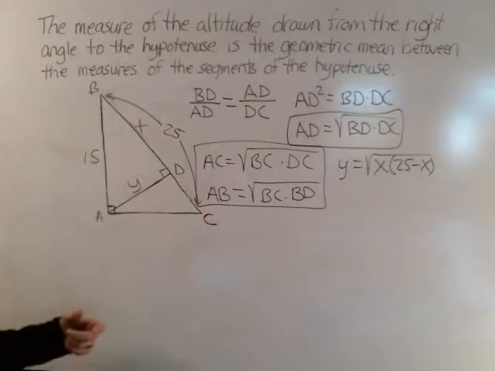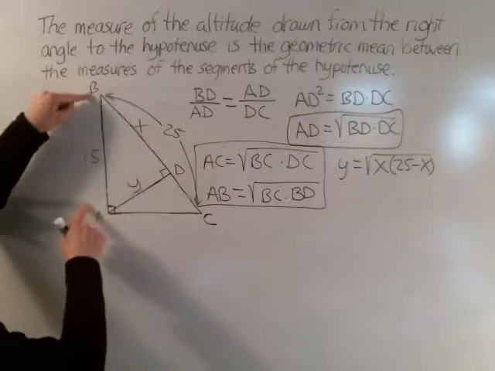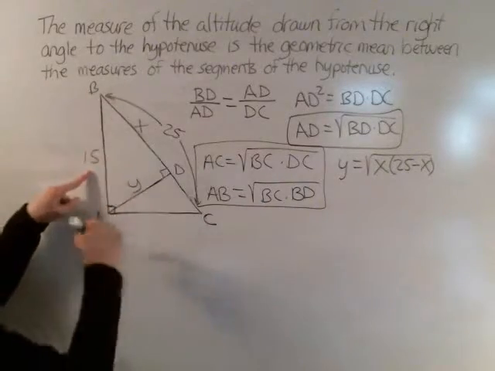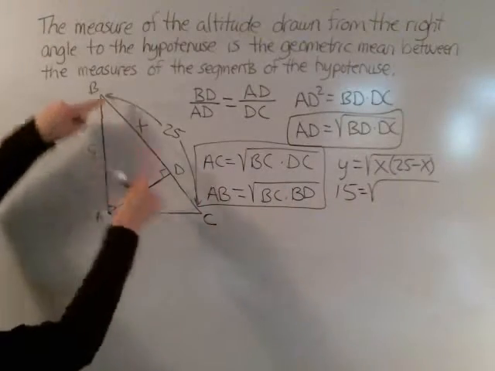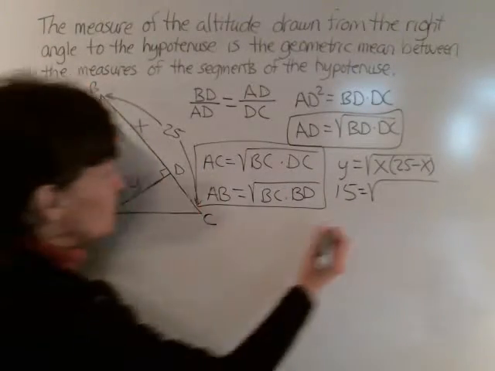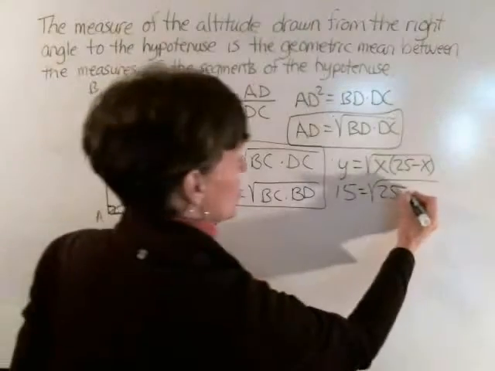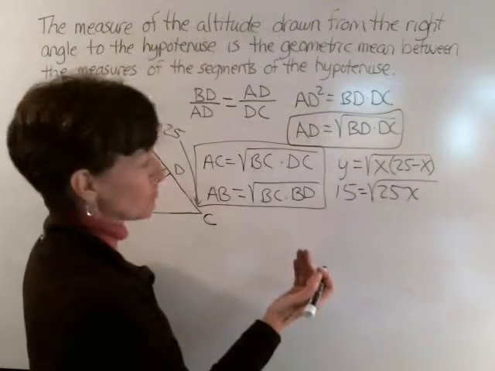All right, so there's an equation, but it has two variables in it. Let's write the other equation using the other theorem. Now, I have AB labeled here, so let's use the AB equation. AB, which is 15, is the geometric mean between BC, which is the hypotenuse, and it's 25, times BD, which we are calling X. Well, I can solve this equation for X and then plug that in to solve for Y.